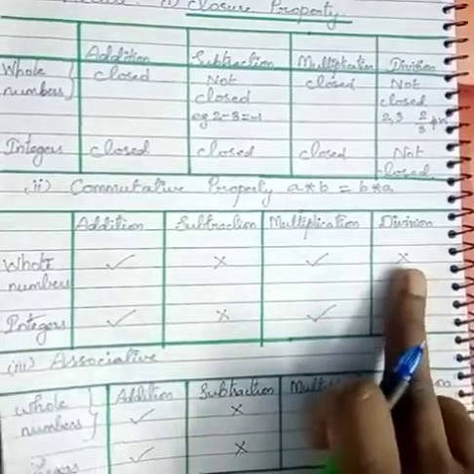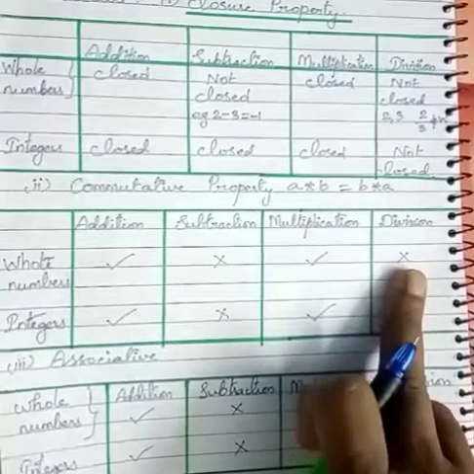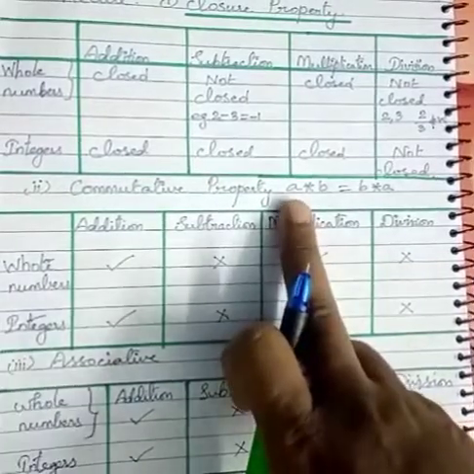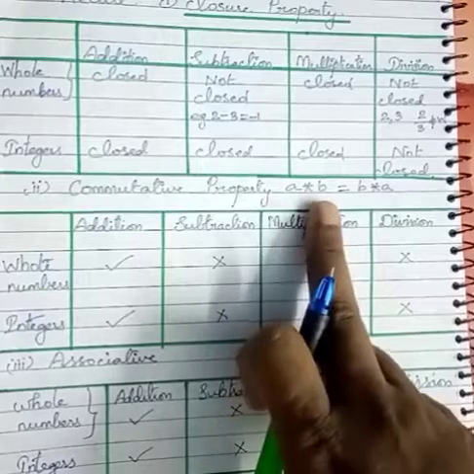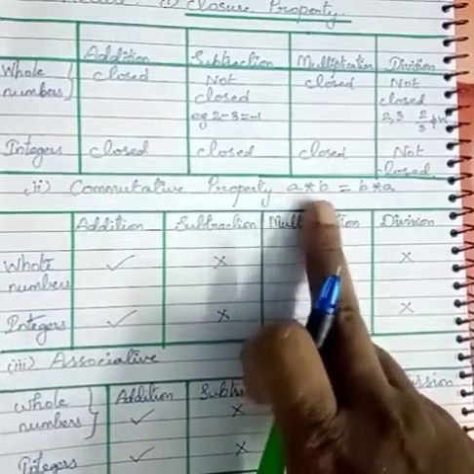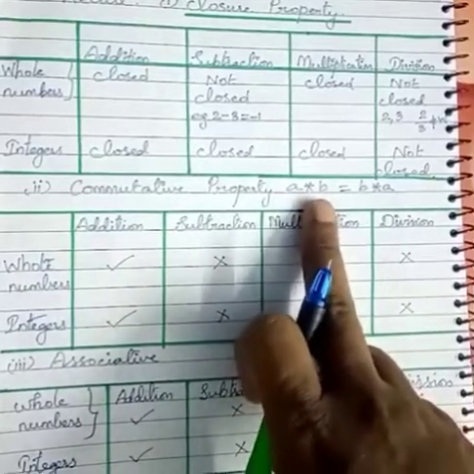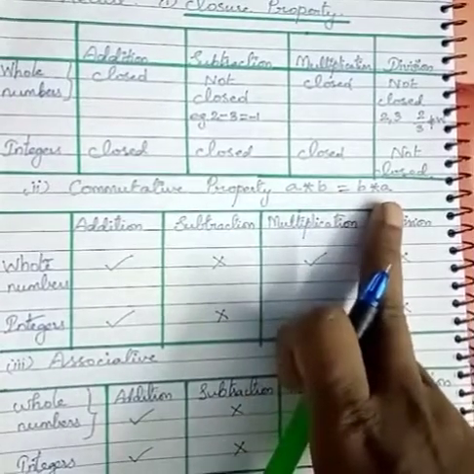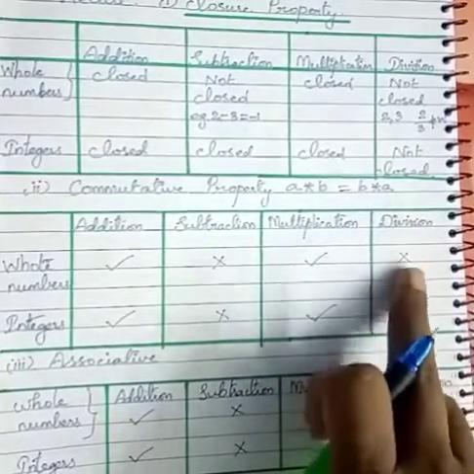When you come to division, it is not satisfying. For example, consider the value of A as 10 and B as 5. 10 when divided by 5 we get 2. But 5 when divided by 10 we get 1 by 2. So it is not satisfying.